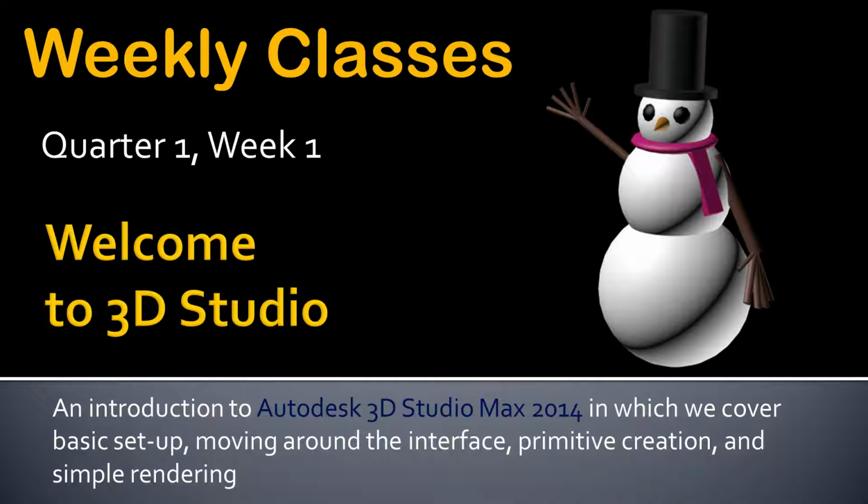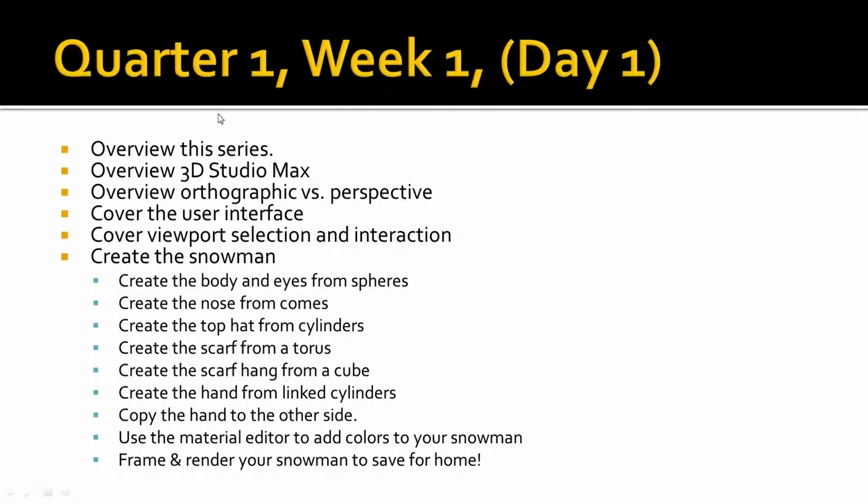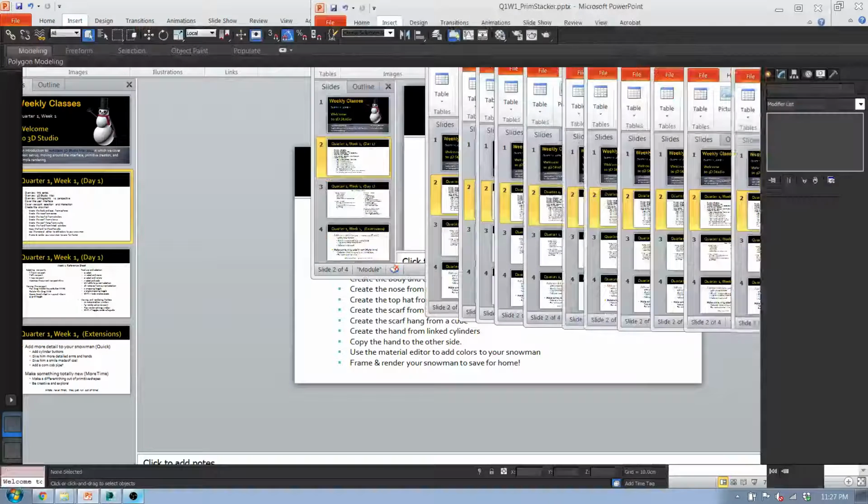You should probably already have 3D Studio Max open. So let's go ahead and get into that. First things first though, this is the overview of what we're doing today. We're going to overview the series. We're going to talk about 3D Studio. We're going to talk about orthographic versus perspective views. We're going to cover the user interface. We're going to cover the viewport selection interaction, and we're going to create a snowman. So let's go ahead and get started.